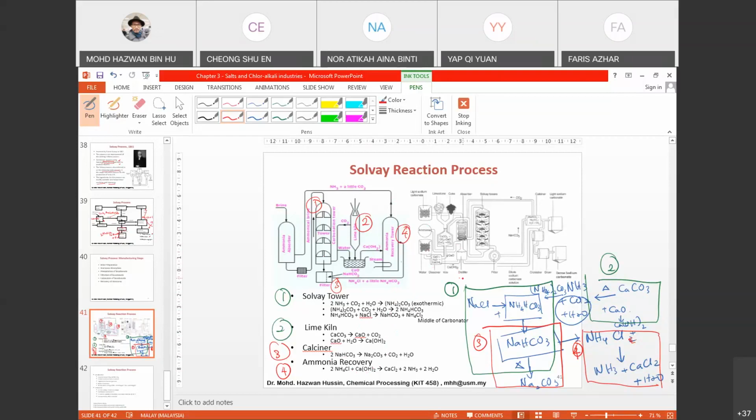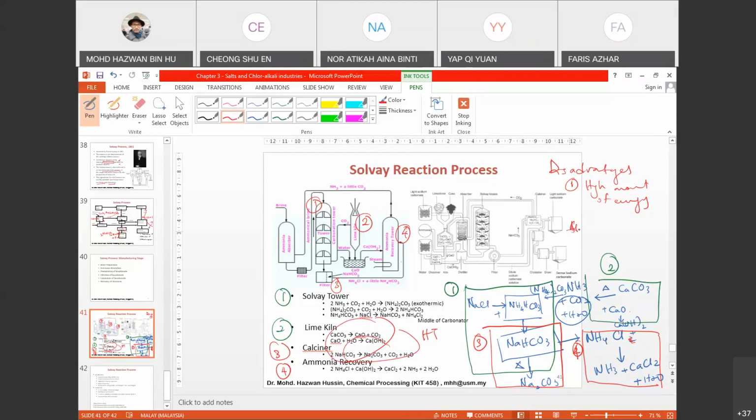The only thing is, for the Solvay process, part of the disadvantages is that it needs a higher amount of energy. The reason is because you have the lime kiln and also you need the calciner. So these two processes are high temperature processes, so that's why you need a high amount of energy.